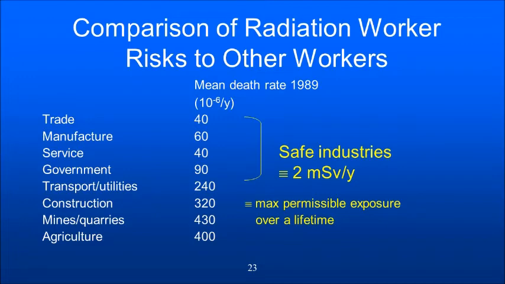The risk industries are transport, construction, mines, and agriculture, where the number of deaths is much, much more than what you see in safe industries and also in the radiation industry. So now we are satisfied that the radiation industry is much safer. Safer than even eating 500 grams of peanut butter, safer than so many other things.